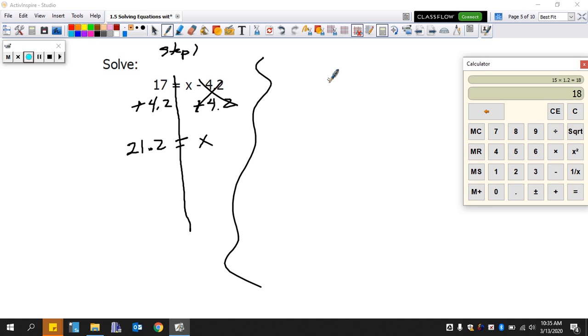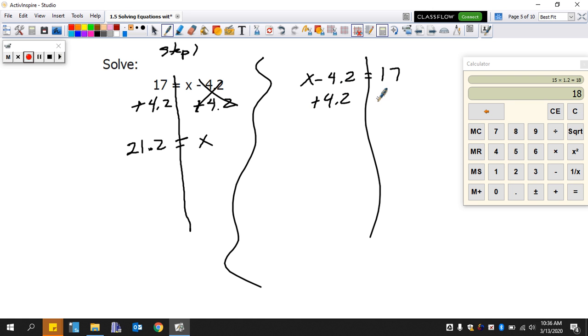But you have to make sure you keep it in the same order, because we're subtracting, and order is important in subtraction. So we could say x minus 4.2 is equal to 17. Same thing. Add 4.2, add 4.2, x is equal to 21.2. So do whatever makes the most sense to you.